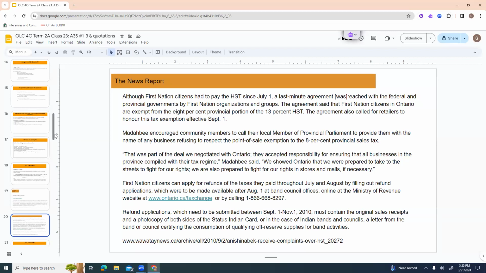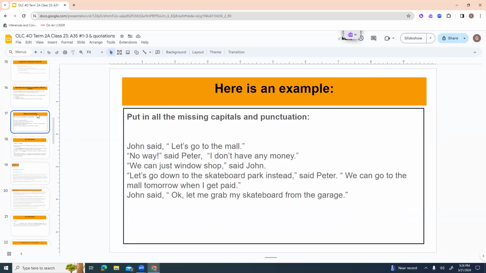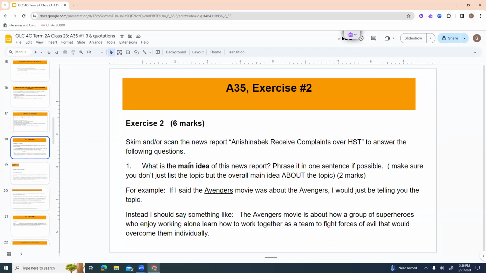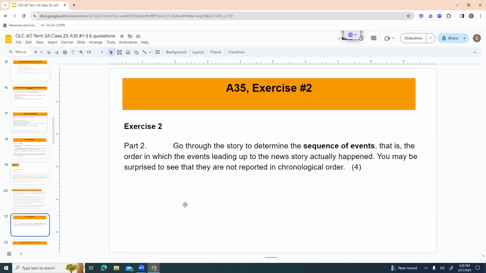So that's the original news report, and they want to know what's the main idea? What are they talking about? Phrase it in one sentence, okay? And then number 2 is where a lot of people get confused. So I'm going to take some time explaining it because it mixes people up a little bit.